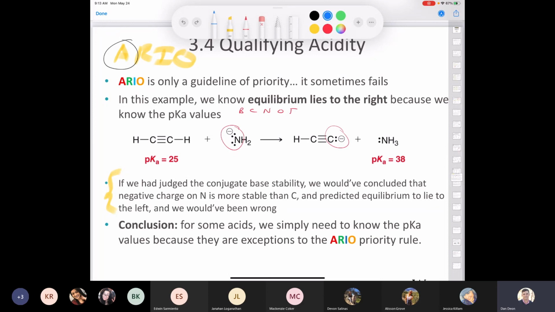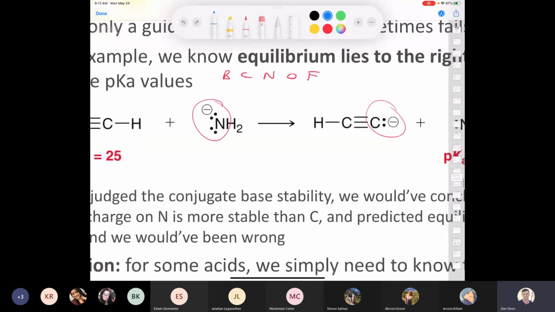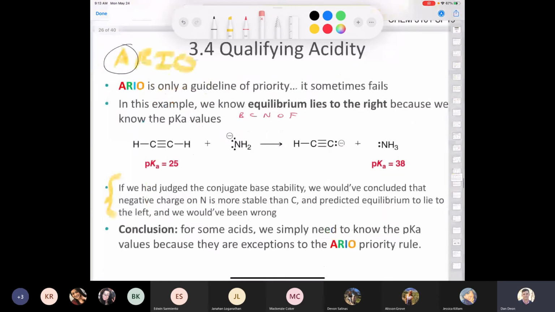That's why I wanted to go over this particular example with you. Again, since I kind of misspoke there, if you compare the negative charge here on this nitrogen and the negative charge on the carbon, and you use ARIO, you start at A. Both of these are different atoms. Nitrogen is more electronegative than carbon. Therefore, if you used ARIO, you would assume that the equilibrium would lie more to the side of the reactants. Why? Because the negative charge is going to be more stable on the nitrogen. But that is not true in this case. We can't use ARIO in this particular case. We actually have to go off of pKa values.